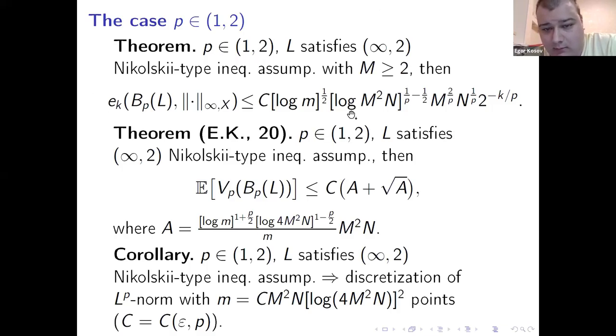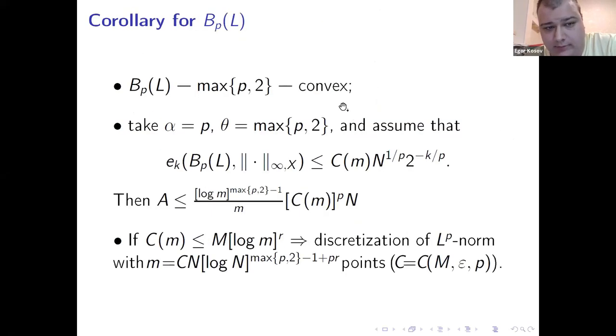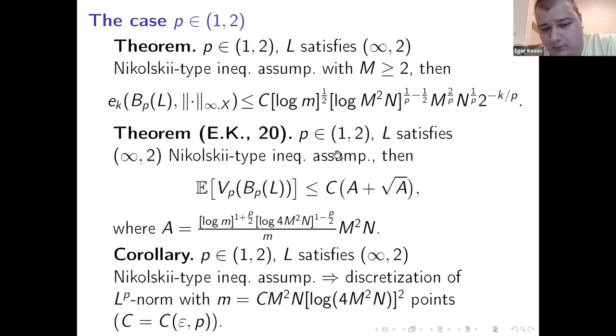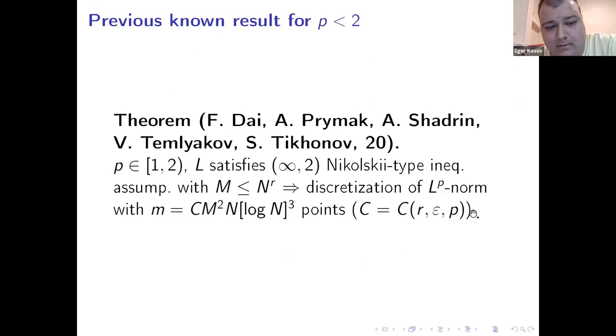What about the case when p is less than 2? Again, in this case, we can obtain some bounds for the entropy numbers, take these bounds, put them in the conditional theorem here or here, and get this statement that the expectation of this error of the discretization is bounded by the quantity where A is this expression. Again, if we take M of order N log N squared, then this will be small when the constant C is big enough. This will be less than epsilon, and we get the discretization result.